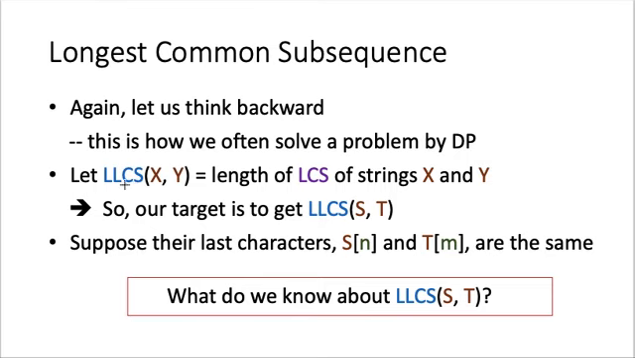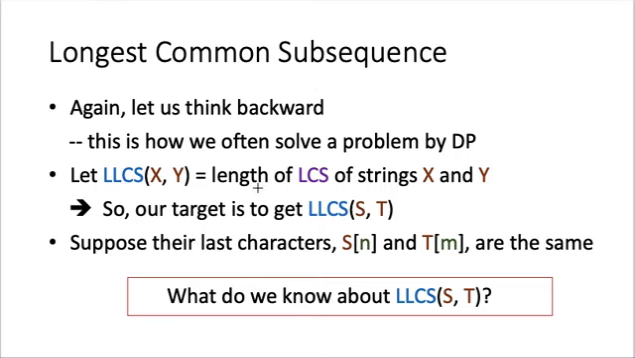Before we move on to think, we will first define this term LLCS, the length of the longest common subsequence of two strings X and Y. LLCS of X, Y means it is the length of the longest common subsequence of strings X and Y. So that means that our target is to get LLCS of S and T.